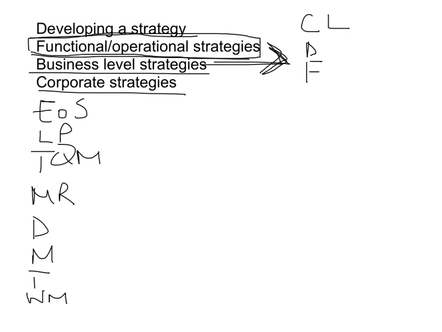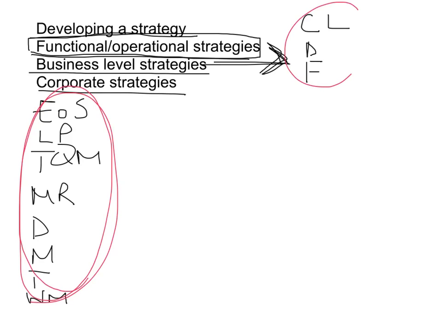So if you remember, in this bit here, that's where I've talked about potential functional strategies. These were potential business level strategies. So remember, cost leadership, differentiation and focus. Now let's very briefly look at potential corporate strategies. So this is already a word we've come across, this idea of corporate.